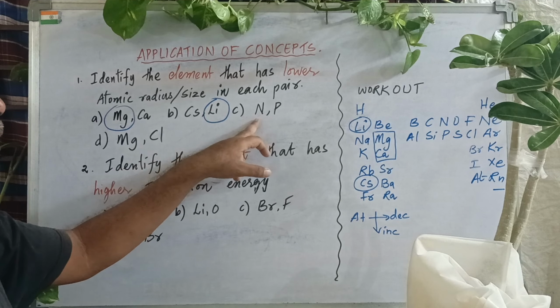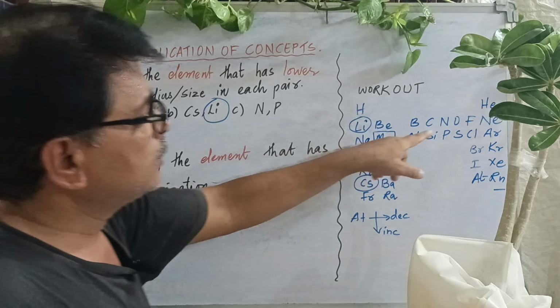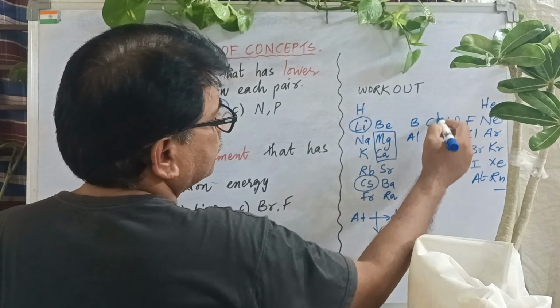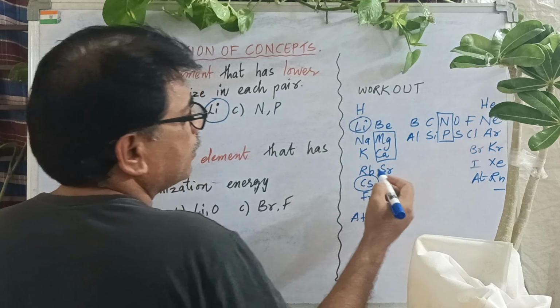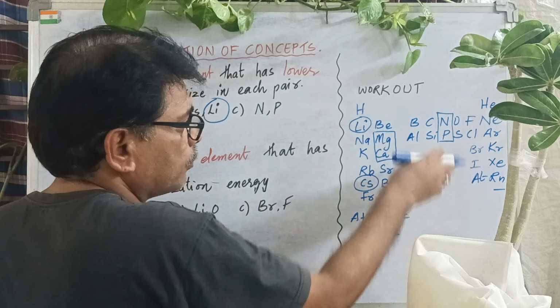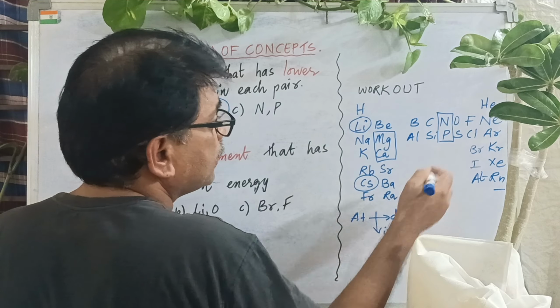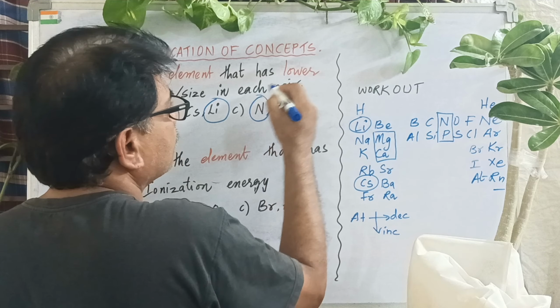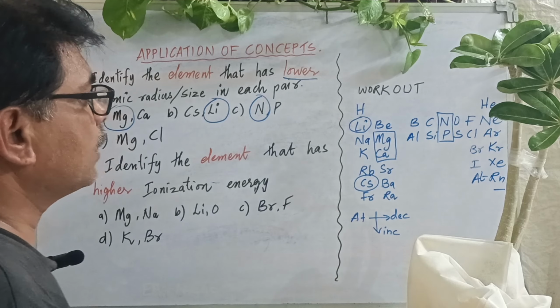Next, coming to nitrogen and phosphorus. So it's here, nitrogen and phosphorus are here. Okay, so they are again the group elements. They are elements in the group. So when you move down, atomic size increases. Therefore, the question is lower. Therefore, it's nitrogen.